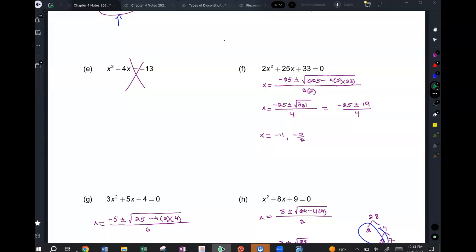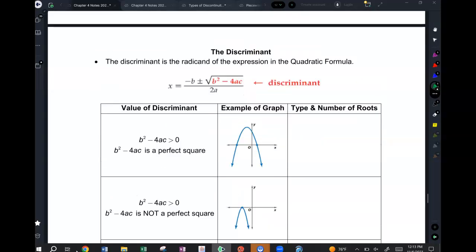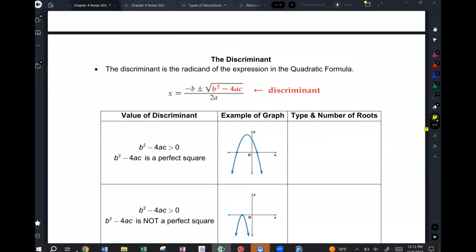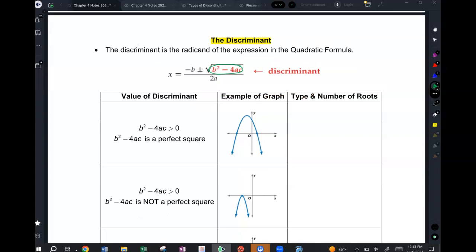That number inside the radical, the filling of the radical, is called the discriminant. Okay? So the discriminant is just b squared minus 4ac. That's it. No root, just b squared minus 4ac. And if that number, b squared minus 4ac, is positive, then we get 2 real roots.